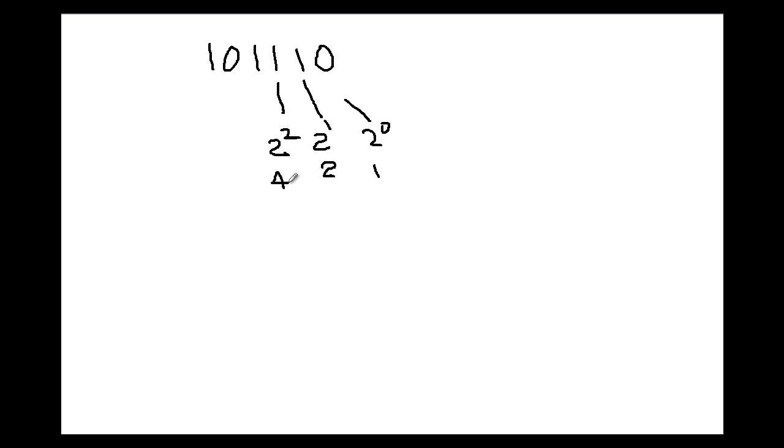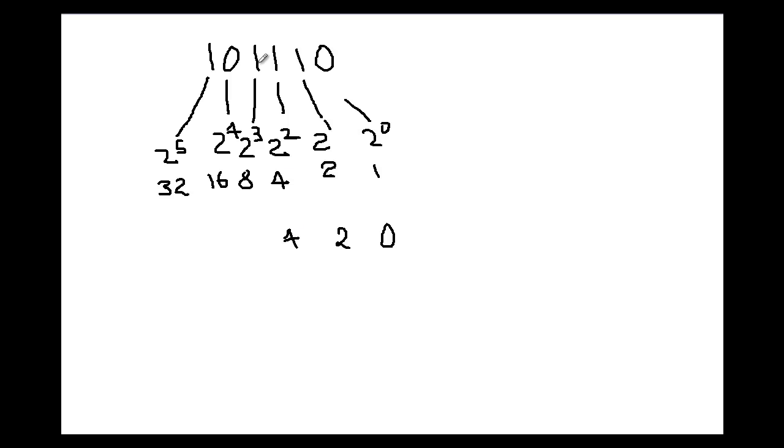That is 4. This is 2 to the power 3. That is 8. This is 2 to the power 4. That is 16. And this is 2 to the power 5. That is 32. So, this digit will take the value 0, since 0 multiplied by anything is 0. And this digit 1 multiplied by 2 is 2. Now, this digit 1 multiplied by 4 is 4. This digit multiplied by 8 is 8. 16 multiplied by 0 will be 0. And 32 multiplied by 1 will be 32.